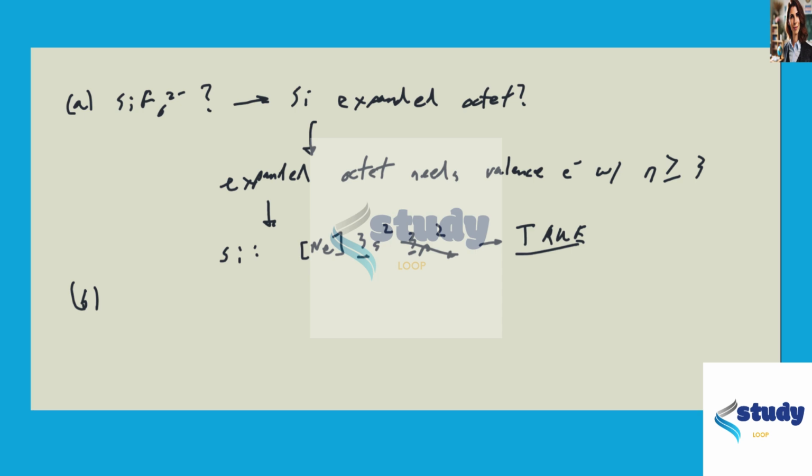In B, the question is whether or not silicon can form stable compounds Si2H2, Si2H4, and Si2H6. And the answer to that is no. That's the case for carbon.